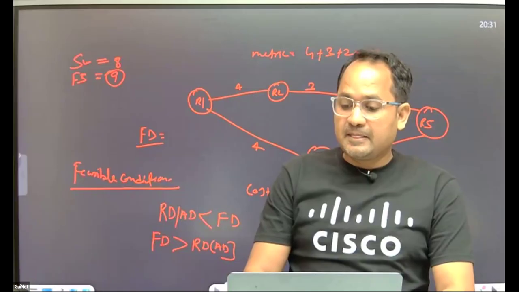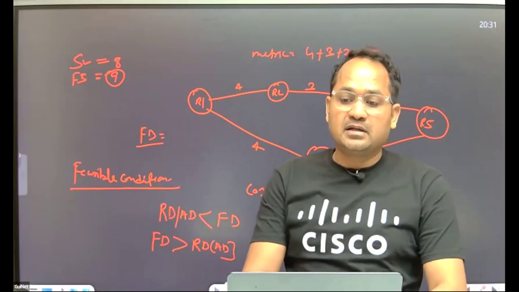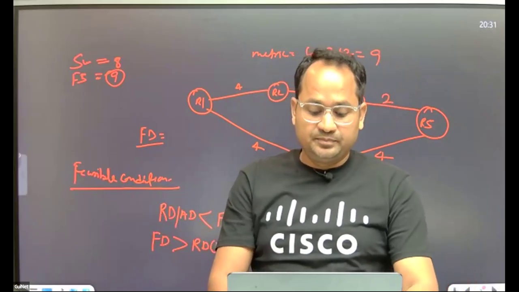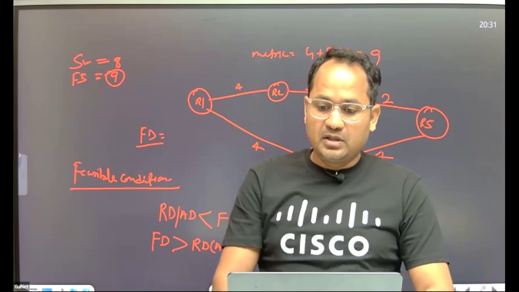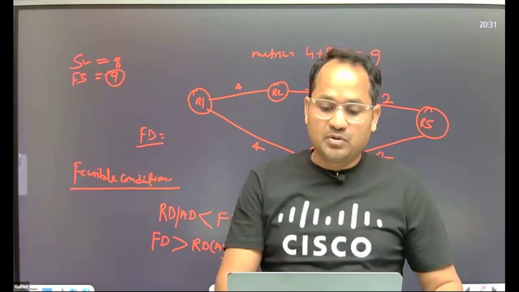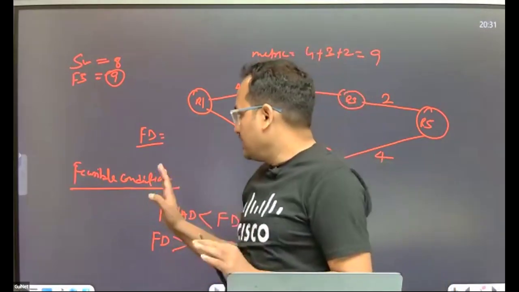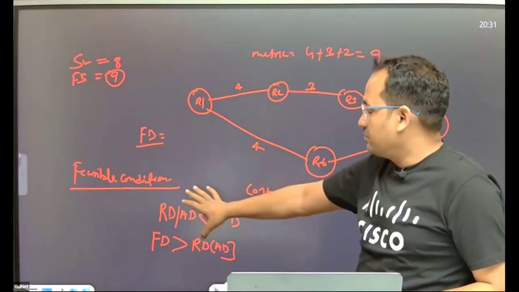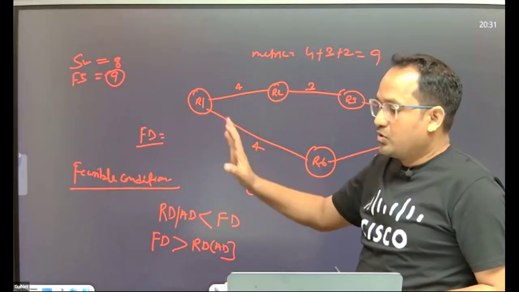Till now it is clear, guys? I hope it is clear, right? Any doubt till here? Please let me know. We are good till now? Yes. So how can we calculate this RD or AD? I'm going to tell how it is calculated. But at least we understand now what a successor is, what a feasible successor is, what a feasible distance is, what a feasible condition is, and how it is met.